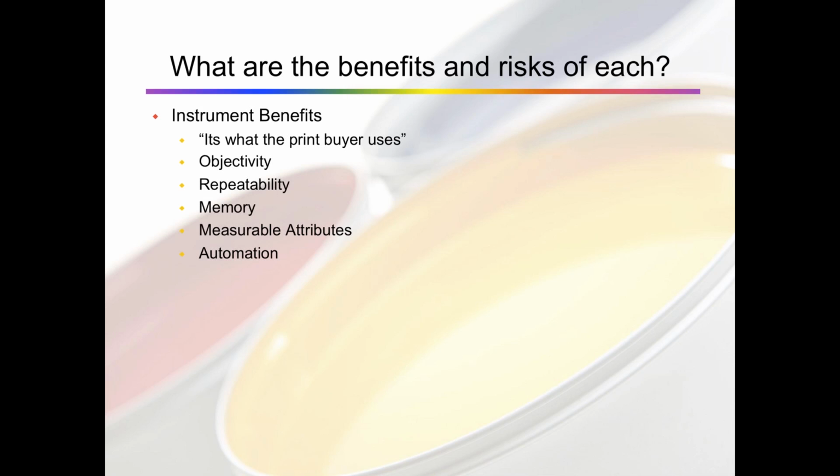This also goes into the memory that the instrument has. The instrument also can give you many different types of measurable attributes. Your most capable spectrophotometer today can do all of your densitometric functions: density, dot gain, gray balance, ink trap, print contrast, all of these things, in addition to color measurement, delta E comparison, strip scanning. It can do all of these things simultaneously and get all of those attributes for you.